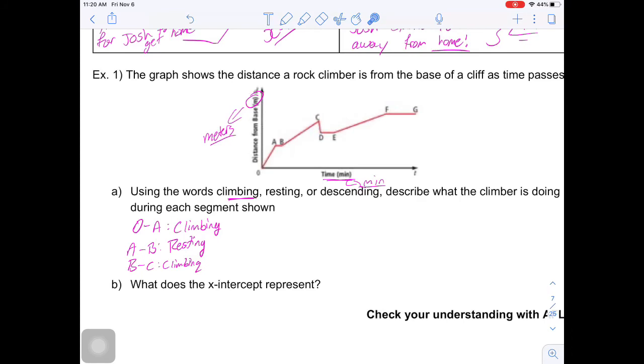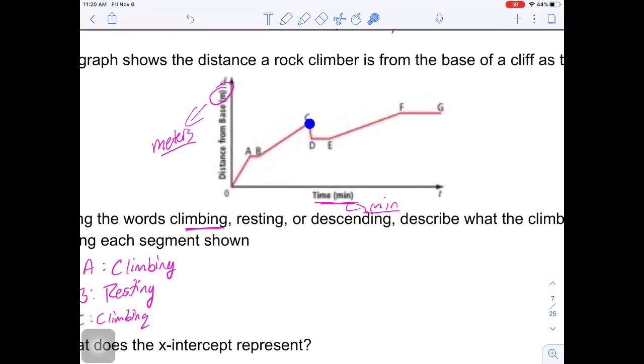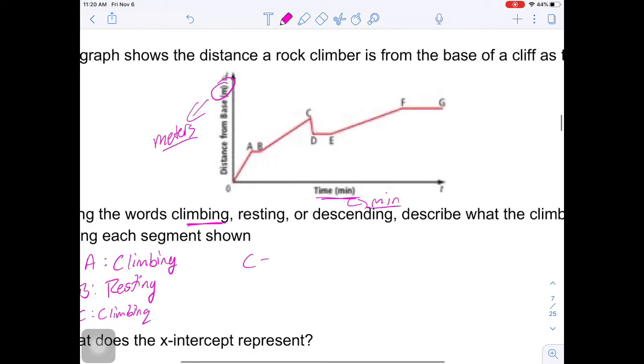And then from C to D, that's a really steep drop. Look at that. It looks like it took him no time to get from C to D. So what do you think happened there? Well, I think he might have fallen. He took a long time to climb and then he fell. So from C to D, he's descending. And I probably am going to put in brackets, he probably fell.